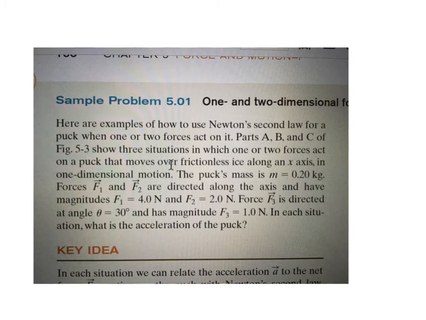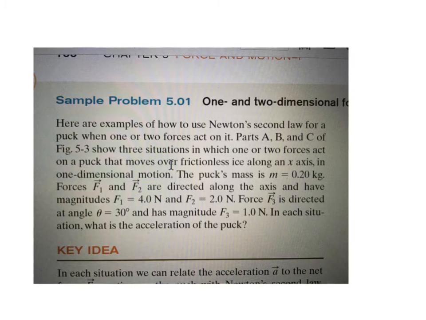All right, so here's some examples of how to use Newton's second law for a puck when one or two forces act on it. Parts A, B, and C of the figure, we'll look at the figure in a minute, show 3 situations where one or two forces act on a puck that moves on frictionless ice along an x-axis in one dimension. A lot of words there.